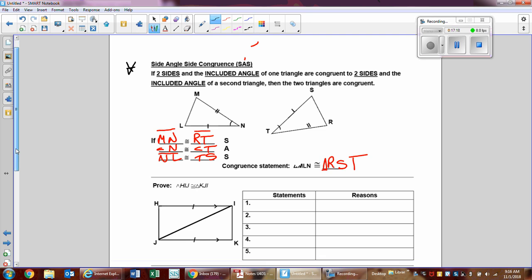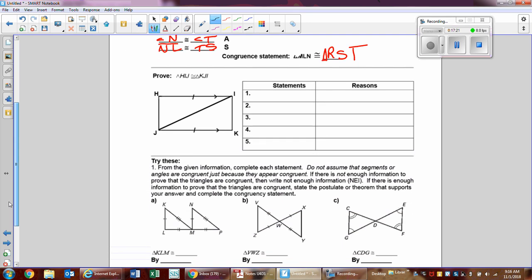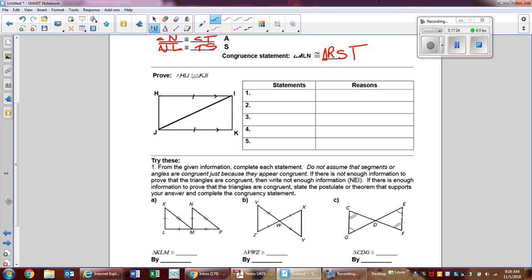Alright, the next proof is, this is where everything is going to start piling up together, okay? So in this case, nothing is given as a statement, right? But we can look at it from the picture and decide. So I know that HI is given to be congruent to KJ. It's given, right? It's in that picture.